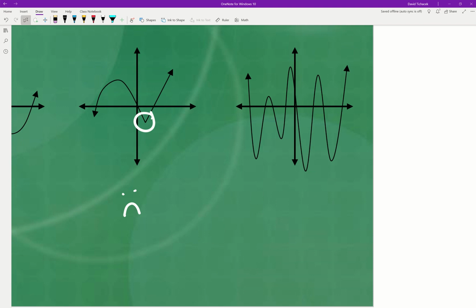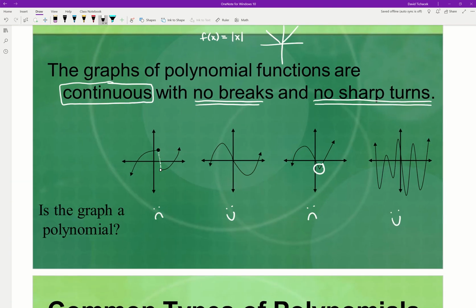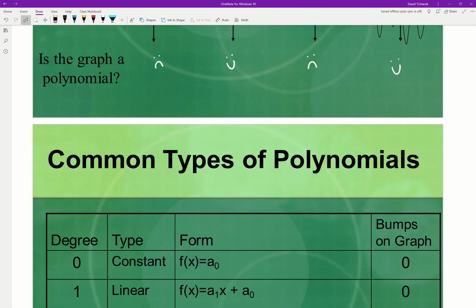And then if you take a look at this last one, I dare say that is going to work out here for us. It's nice and continuous. It has some smooth turns as you go throughout the shape. That is a pretty classic polynomial function graph there.